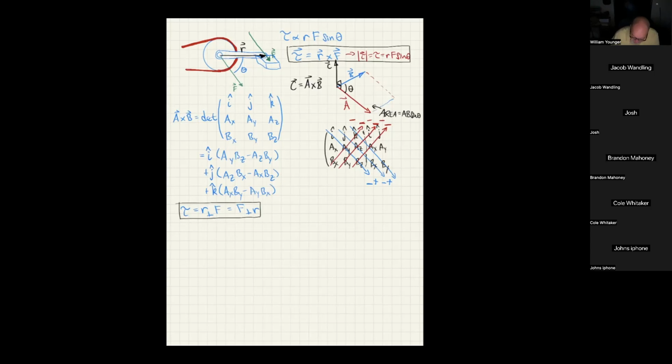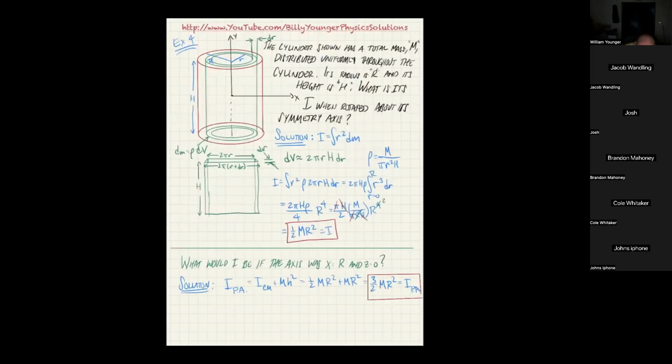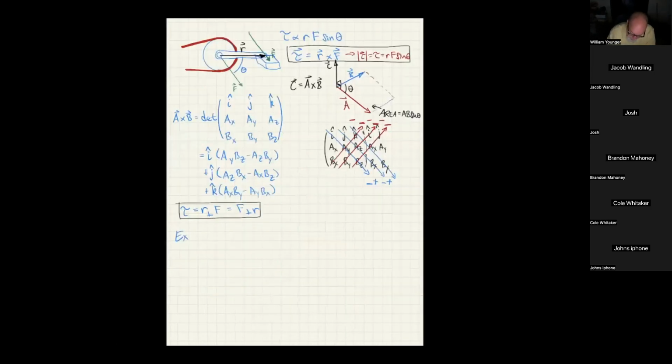So let's imagine for a second that I'm going to calculate the torque on a Greek letter. So this will be example 5. This is going to be example 6. Okay.